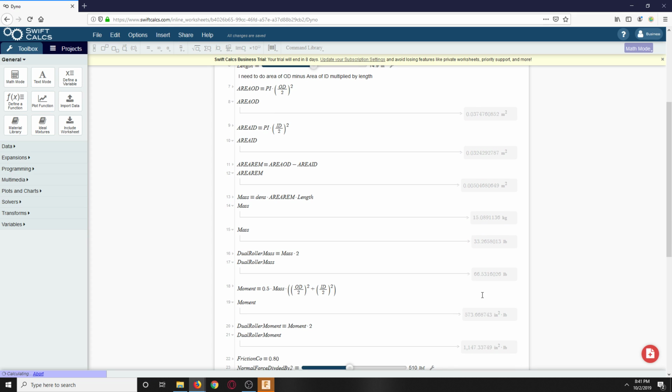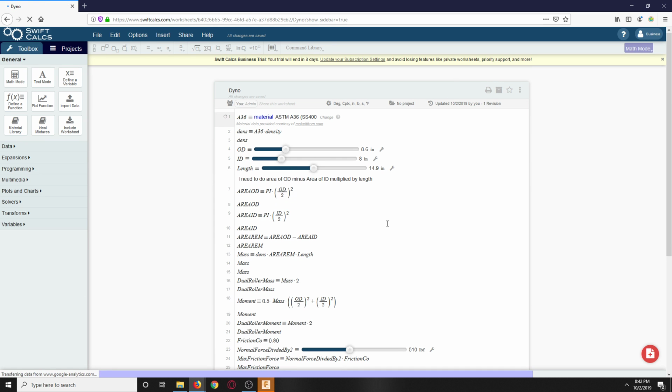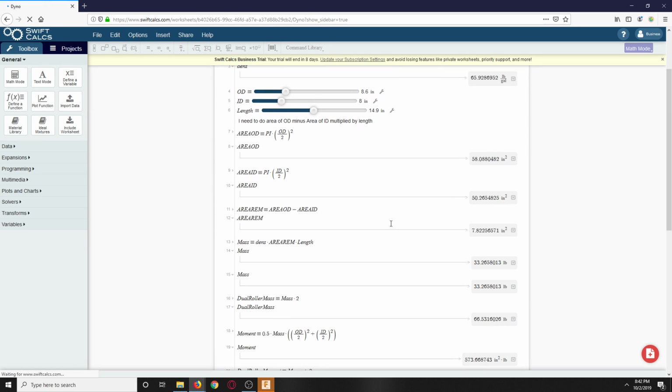So that's right. Basically what that led to is that if we have two rollers, we actually have 66 pounds, not like I showed before where it was like 400 pounds. So we're only at 66 pounds. This brings up a good point. Usually what I do on these is not calculating there, so let me just refresh it. There it goes.